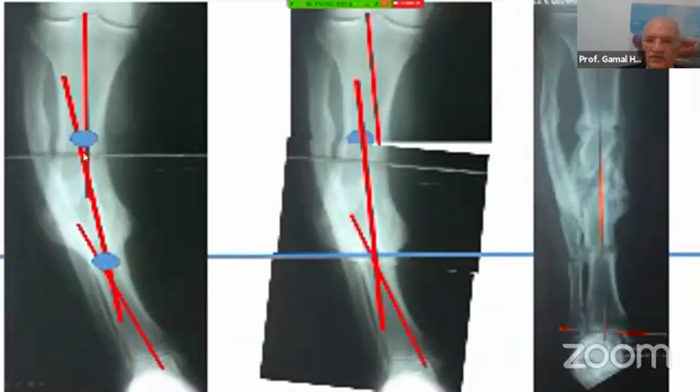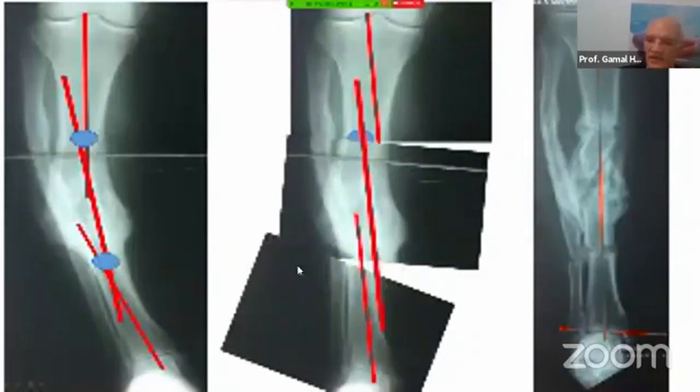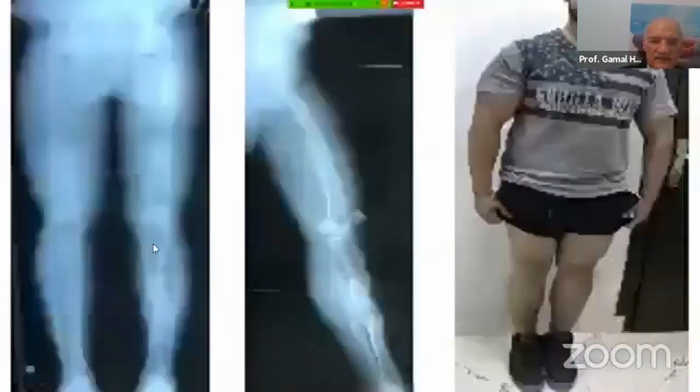So if you use two osteotomies, you can correct the deformities by two osteotomies. One osteotomy and two osteotomies. And two open wedges like this patient. See after the operation.